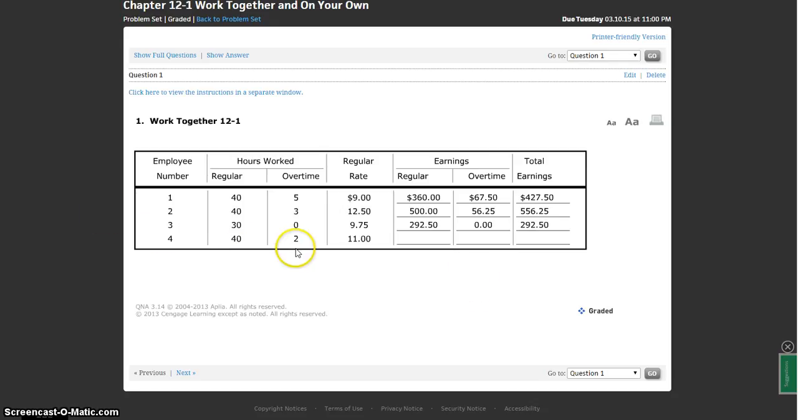Our fourth person worked 42 hours. Rate of pay is $11, so 40 times 11 is $440. The rate of pay, 11 times 1.5, that's going to be $16.50. So 2 hours times $16.50, they're making $33 in overtime. And then add those two numbers together and we get $473. So that's pretty simple. You just have to remember to round if necessary when you're figuring out the overtime rate. So go ahead and finish 12-1 together and move on to 12-1 on your own.